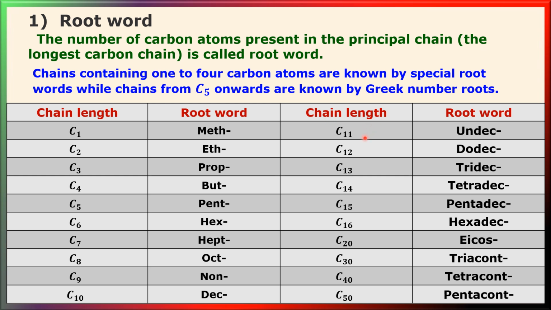Similarly here, in the chain length, if 11 carbon atoms are there, the root word is undec. 12 carbon atoms means dodec. 13 carbon atoms means tridec. If 14 carbon atoms are there, tetradec, pentadec, hexadec. Like this, if 20 carbon atoms are there means icos. If 30 carbon atoms are present in the chain length means triacont. If 40 carbon atoms are there, tetracont, and 50 means it is pentacont. Like this, depending upon the number of carbon atoms present in the chain, the root word is named. Okay?